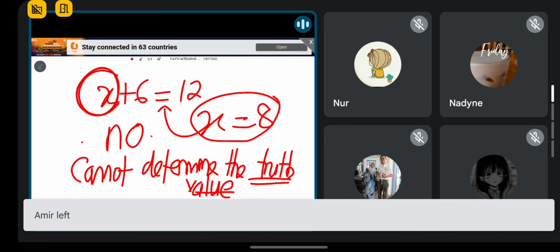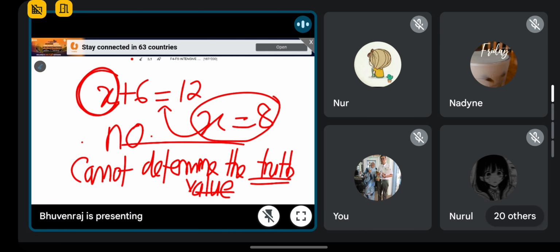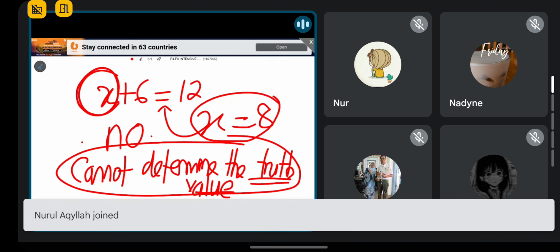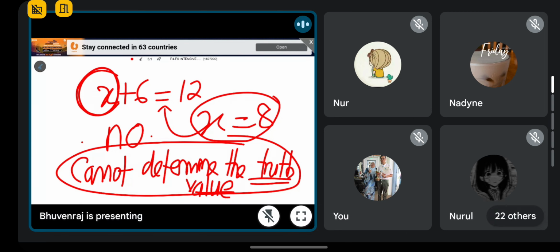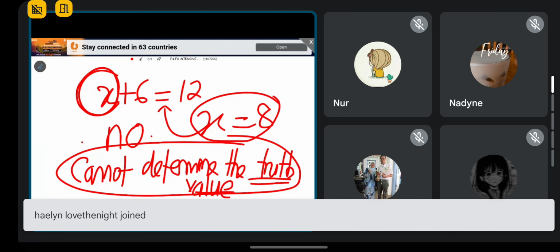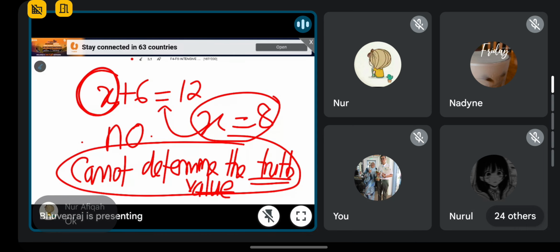Okay, it's not equal already. So this is what I mean, you cannot determine the truth value. Okay, kamu tak boleh tahu nilai kebenaran dia. Sebab X tu boleh jadi apa-apa nombor kamu suka. X can be any number you like. Okay guys, can you understand this point? Boleh faham tak? This is what I mean by truth value.